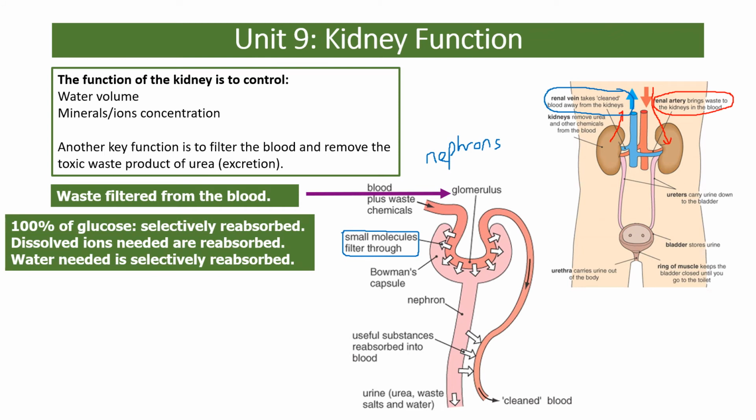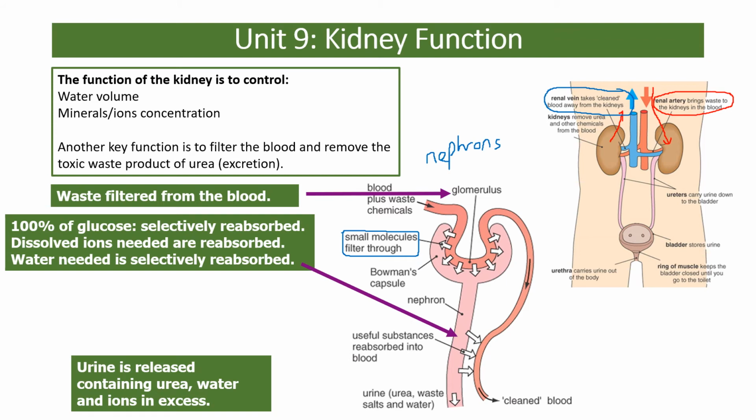So we do something called selective reabsorption, and 100% of the glucose is selectively reabsorbed. You should not lose any glucose in your urine. Also, salts, the dissolved ions, some of them might be reabsorbed because we do need salt. Only excess needs to be passed out, so some does leave via our urine, but we reabsorb some. And water, depending on whether it's a hot day, whether you drank a lot or drank little, different amounts of water will be reabsorbed back into your bloodstream.